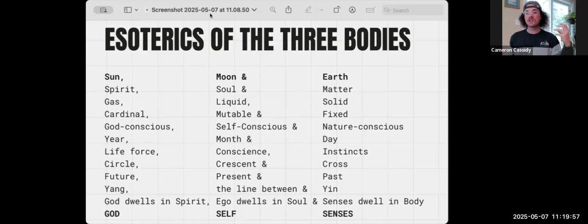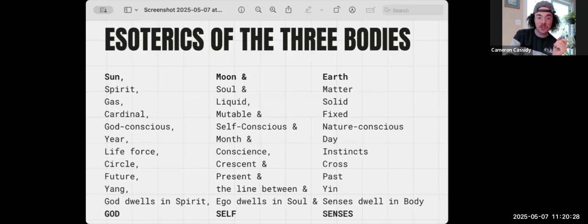Then we have earth, which is matter. It's solid, it's fixed. It's the yin, it's the past, it's the cross of matter. It's our instincts and our senses, okay? So it's the senses that dwell within the body, as opposed to the ego, which dwells within the soul, as opposed to God, which dwells within the spirit. And it, of course, rules the day, 24-hour cycle, and is nature conscious instead of self-conscious or God conscious. So this is the breakdown of these three bodies.